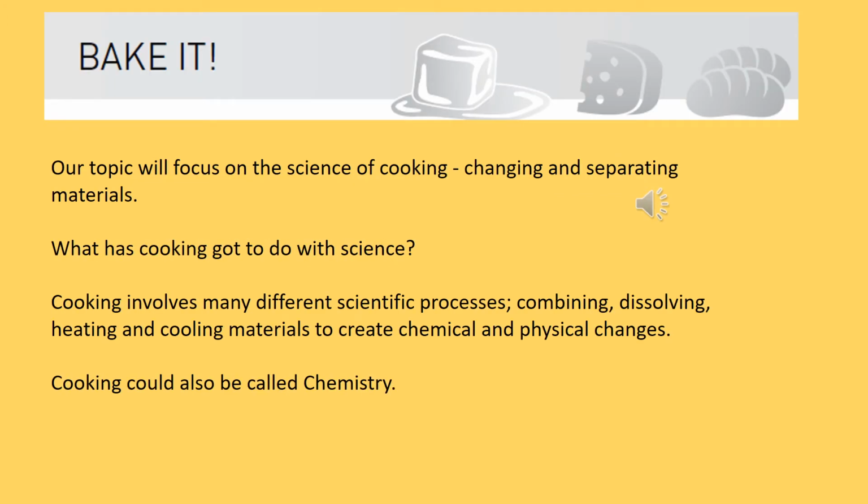Our topic will be focusing on the science of cooking. So you might be thinking, what on earth has cooking got to do with science? But it actually involves many different scientific processes: changing and separating materials, combining, dissolving, heating and cooling, and all of this can create chemical and physical changes. There is lots of chemistry involved with cooking.